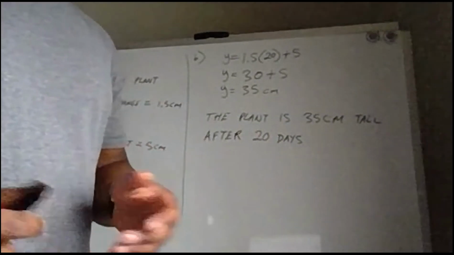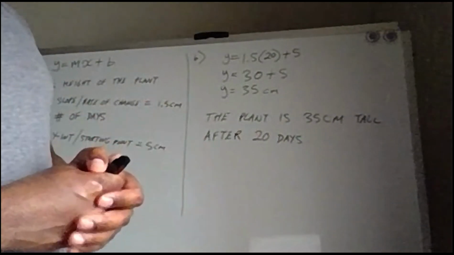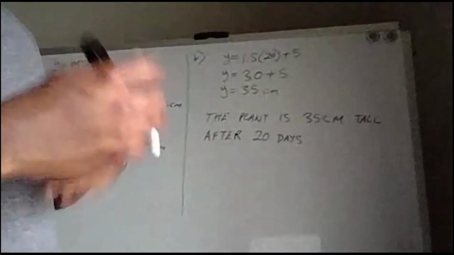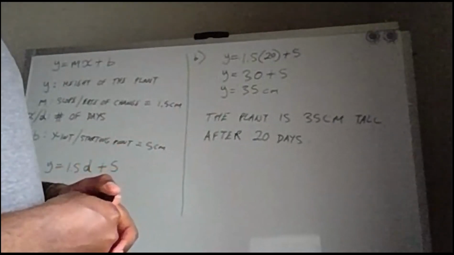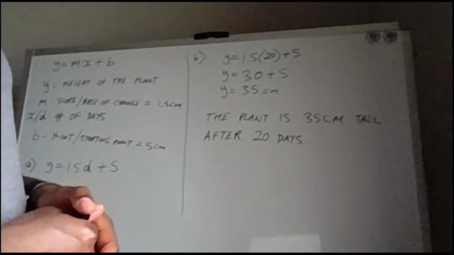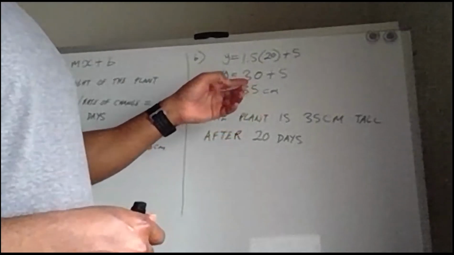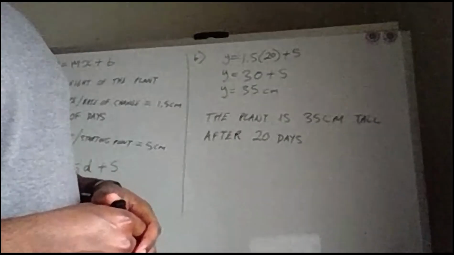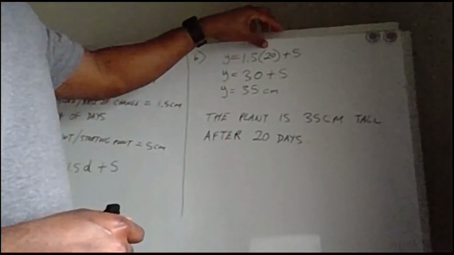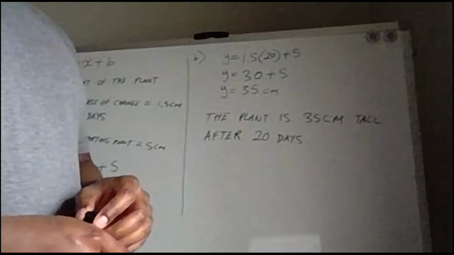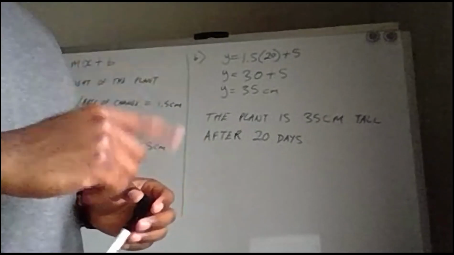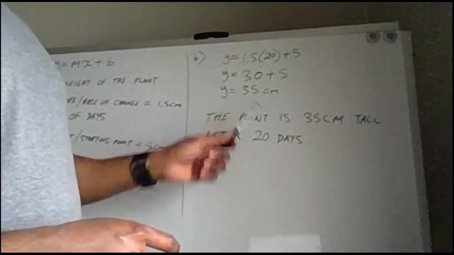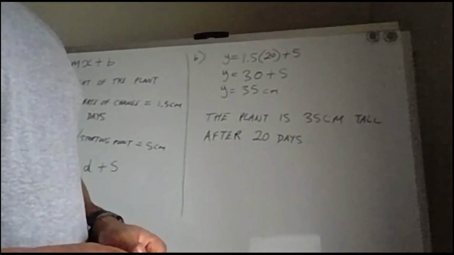And what do you think is going to happen each day? The plant is going to grow by another 1.5 centimeters, right? So you should know that the higher this number gets, the higher this number gets. In other words, the higher x gets, the higher y gets. That's a linear relationship. As the number of days increases, the height increases.